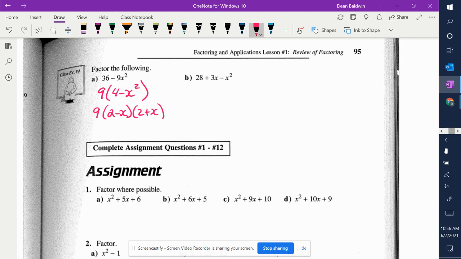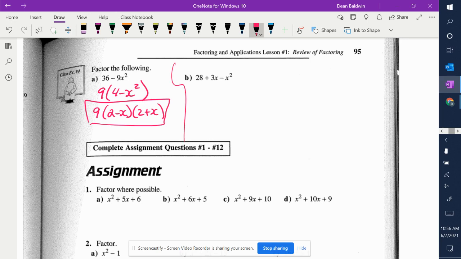And write your terms in the order that they have in the original. So since we have the number first, the number goes first in each bracket. We have the variable second. It's been flipped from what we've normally seen, but write it in that order, okay? So this, you cannot go any further. There's no common factors to pull out. You're done.